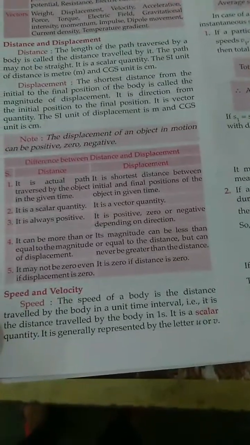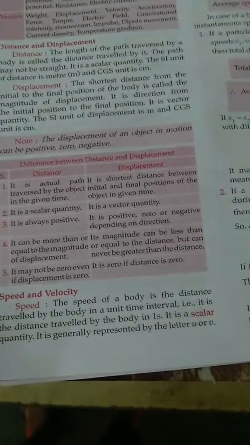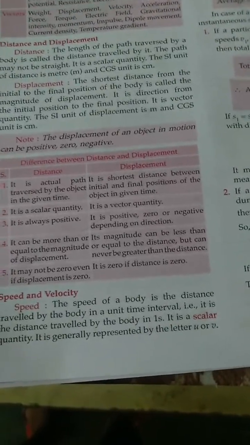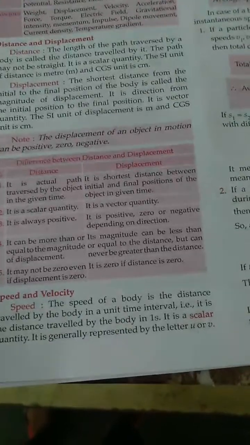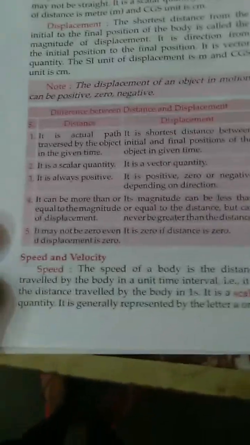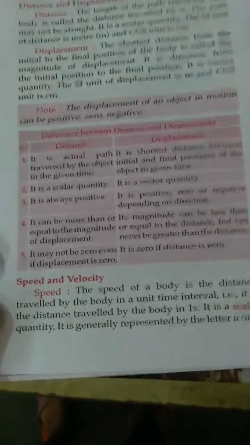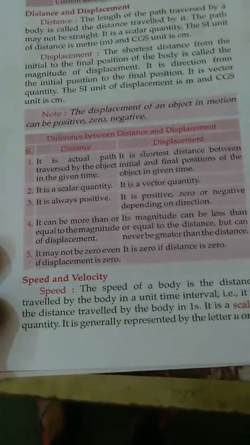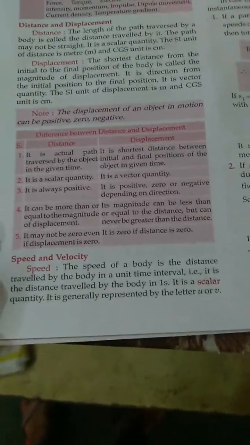Distance can be more than or equal to the magnitude of displacement. Displacement's magnitude can be less than or equal to the distance, but can never be greater than the distance. Distance may not be 0 even if displacement is 0. Displacement is 0 if distance is 0.